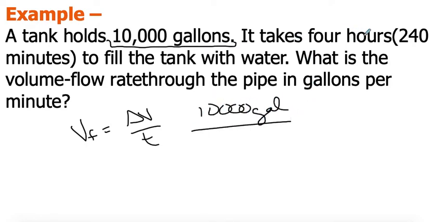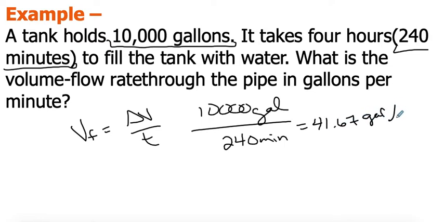Okay, and it takes us 4 hours, which is equivalent to 240 minutes. So that's the time that we're going to be using. So 240 minutes. So it's as simple as just dividing those two values out. So when you do that, you get 41.67 gallons per minute. So that's the volume flow rate of the tank, or of the water going into the tank.